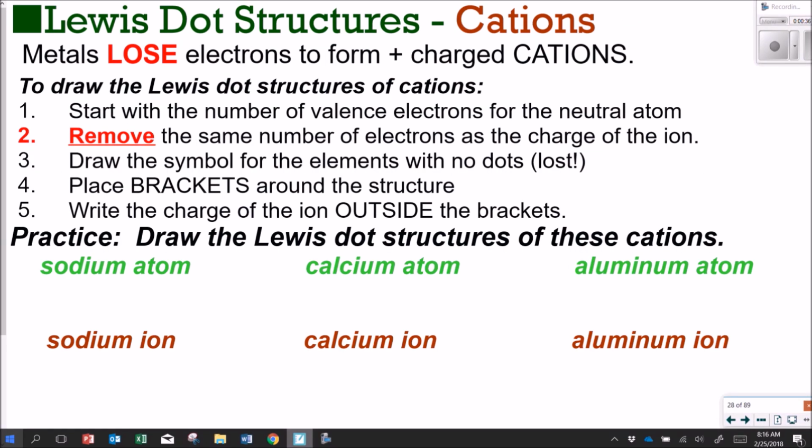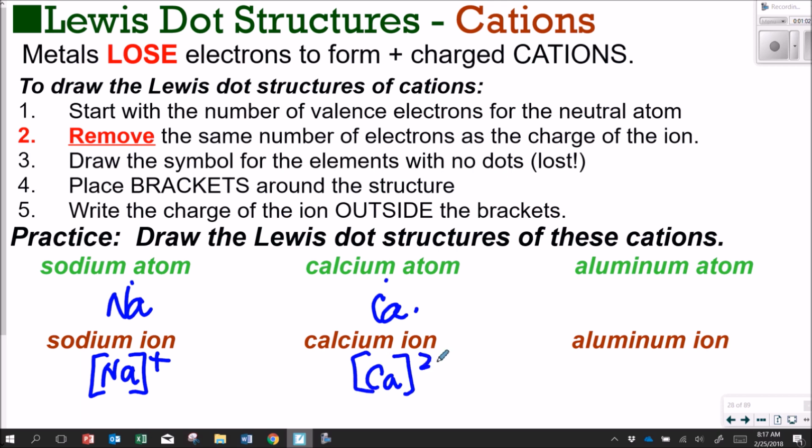To draw Lewis structures for cations, we need to remove the dots because cations lose electrons. So the sodium neutral atom has 1 valence electron. We draw the ion by removing that electron, and we draw a square bracket around sodium with a charge of +1. Calcium has 2 valence electrons in the neutral atom, so we remove those 2 dots, calcium with a square bracket and a charge of +2.